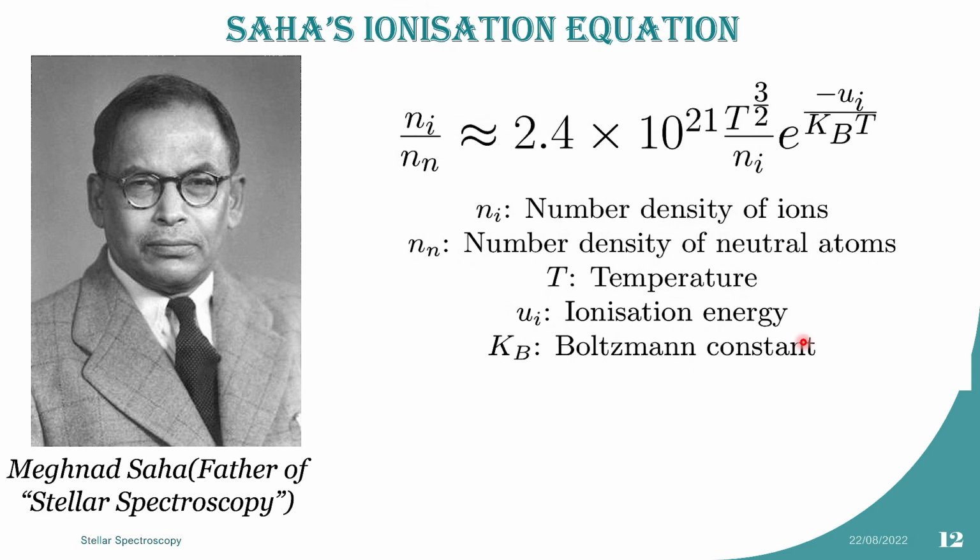This is the famous Saha's ionization equation, where I have put in the values of the different constants and got this particular value. Here I have written down the variables, where n_i is the number density of ions, n_0 is the number density of neutral atoms, T is the temperature, U_i is the ionization energy, and k_B is the Boltzmann constant. If you put in these values depending on which stars you are looking at, you will get the number density of ions present in those stars, the abundance of different elements present in those stars.